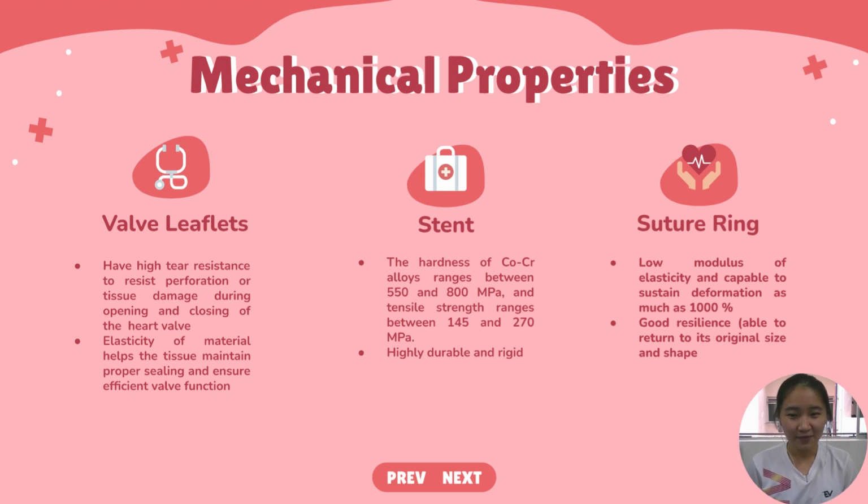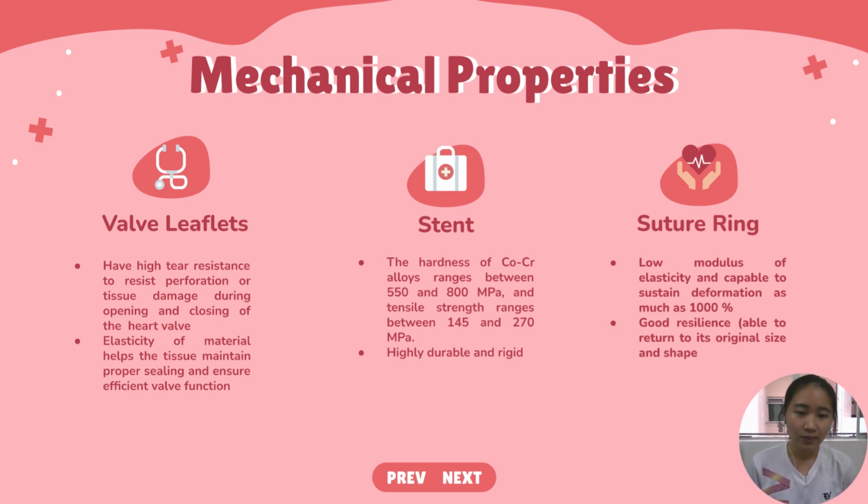The mechanical properties for valve leaflets is it has high tear resistance, resists perforation or tissue damage during opening and closing of the heart valve, and the elasticity of materials helps the tissue maintain proper sealing and ensure efficient valve function. While for stent, the hardness of cobalt chromium alloy is between 500 to 800 megapascal, and the tensile strength is between 145 to 270 megapascal, and it is highly durable and rigid.